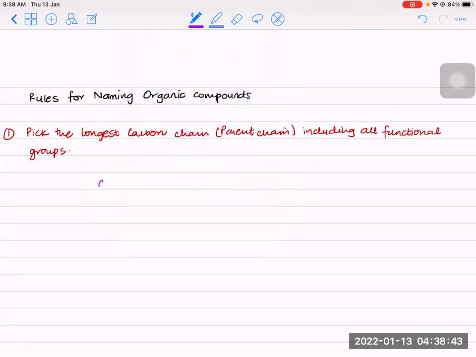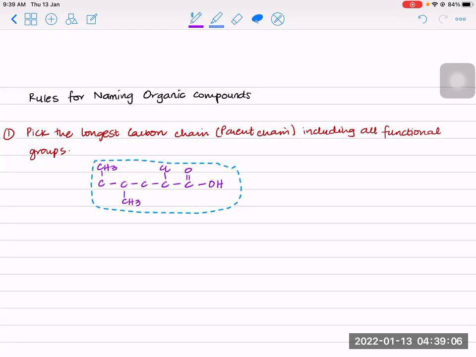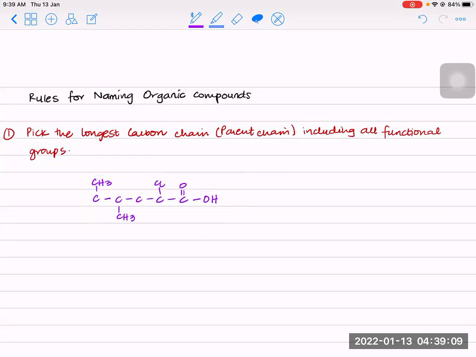For example, let's say this is your organic compound. Now you got to pick the parent chain or the longest carbon chain. That's the first step. Now, how do you pick the longest carbon chain? You start from one end and you go to the other without overtracing. You pick it in one sequence, in one go, basically, from one end to the other.